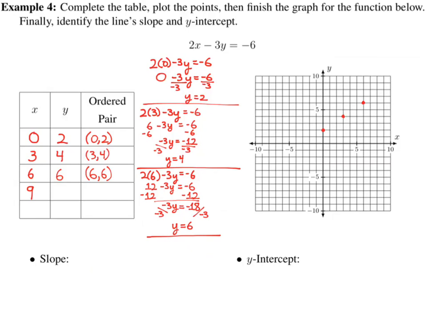Next one. We'll let x be 9. I'm feeling this going by 3 thing. It's working out well. 2 times 9 minus 3y equals -6. 2 times 9 is really 18. So 18 minus 3y equals -6. Got to subtract the 18. -3y equals -24. Now divide by -3. Y equals 8. So 9, 8. Now, we got one more x to fill in.